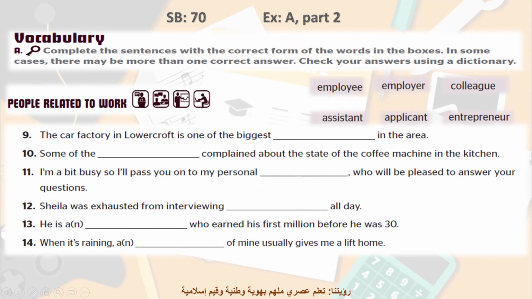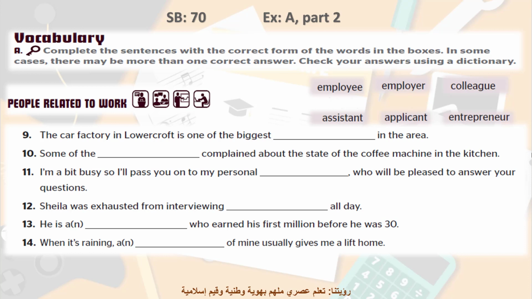Now it's time to do exercise A, part 2. In part 2, we have to fill in the spaces with 6 words related to people related to work. These words are employee, employer, colleague, assistant, applicant, and entrepreneur. Do you know these words?